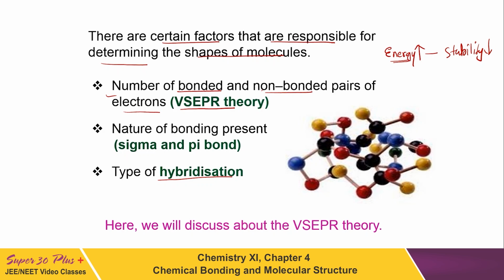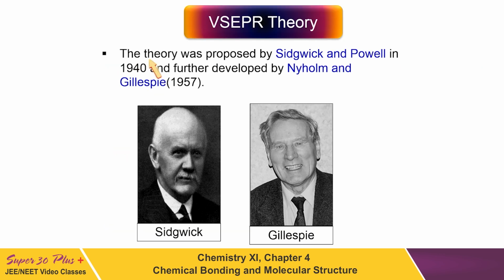So this we will discuss in this unit, VSEPR theory. The very name of this theory explains the concepts explained by it: VSEPR, valence shell electron pair repulsion theory. The theory was proposed by two scientists, who are pictured here, and it was further developed by another two scientists in 1957. Initially it was given in 1940 and later modified after 17 years, right?